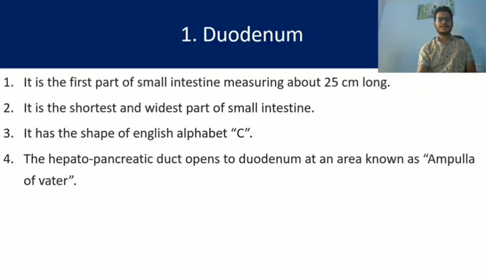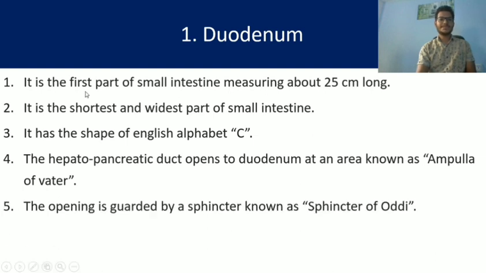Next, the opening is guarded by a sphincter known as the sphincter of Oddi. Where the hepatopancreatic duct opens to the duodenum, we call that region the ampulla of Vater, and at that exact location there is a valve which regulates the opening of the hepatopancreatic duct, and that sphincter or valve is called the sphincter of Oddi.